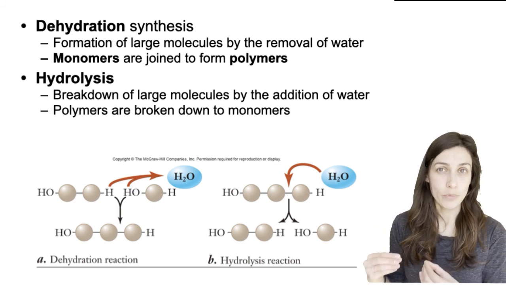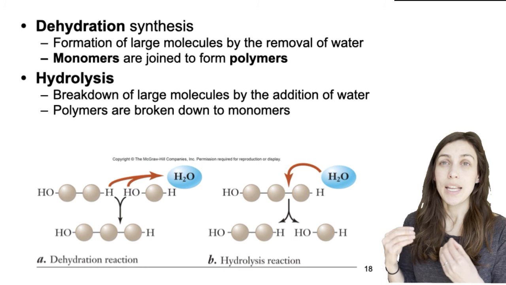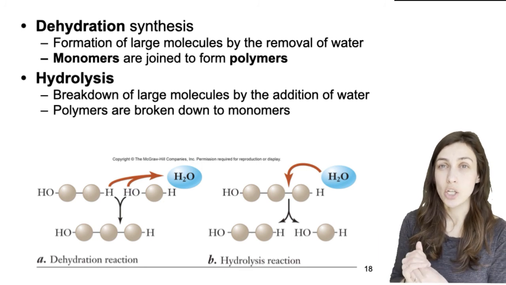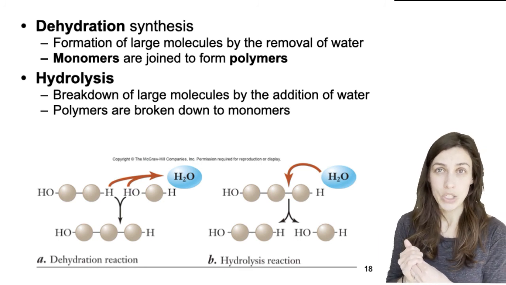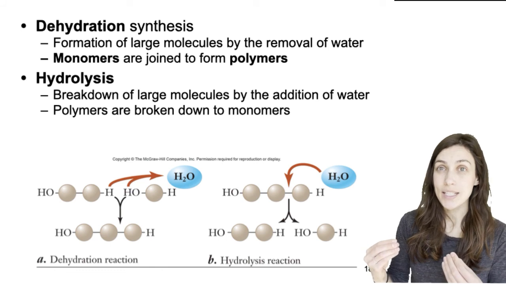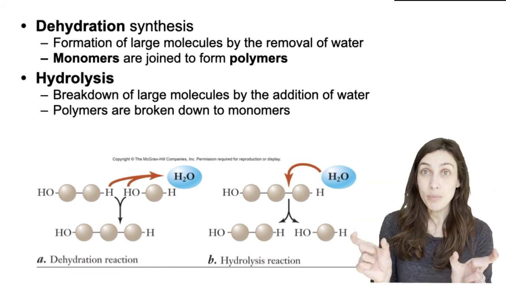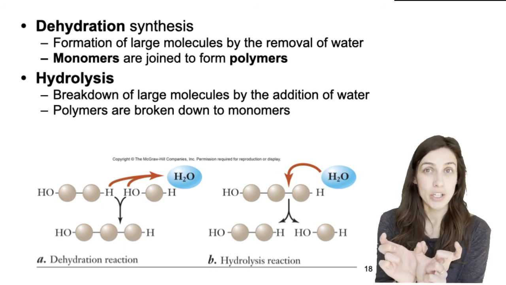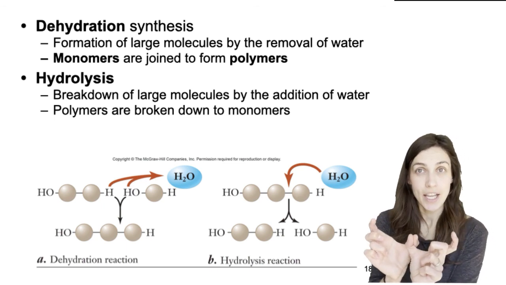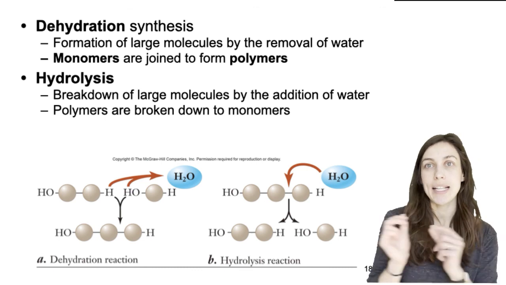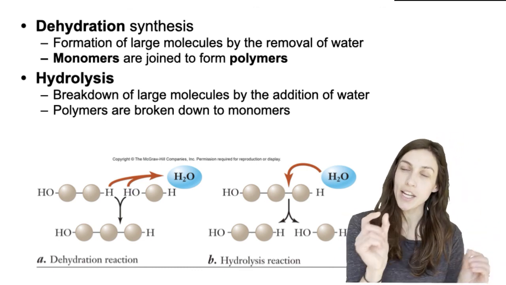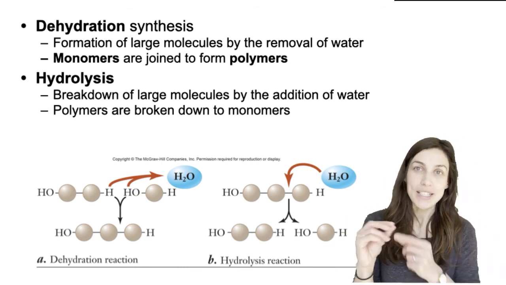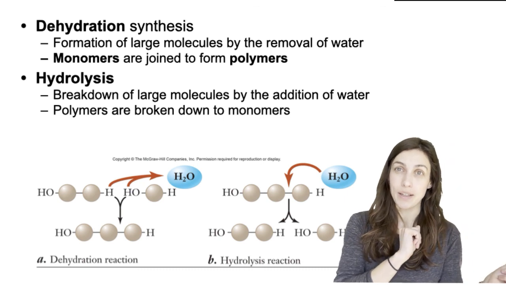So the linking reaction between different monomers in our cells is called a dehydration reaction because during the process, water leaves. Monomers connect with each other via dehydration reaction or dehydration synthesis to create polymers. That's the process of linking those pearls into a necklace, so to speak.